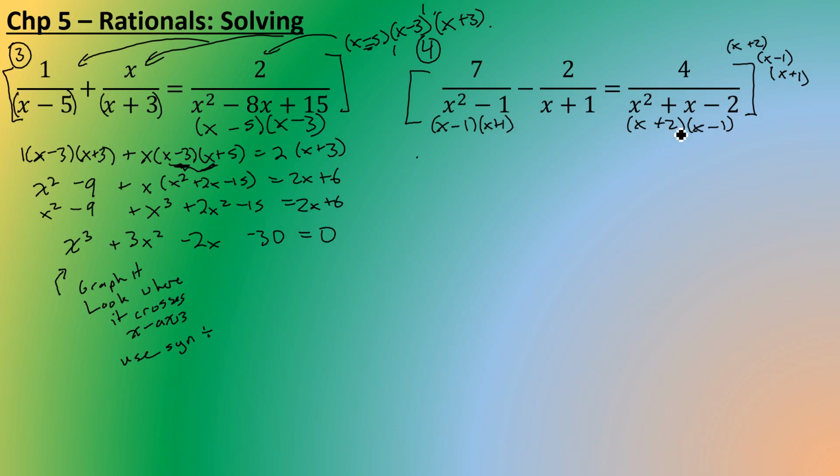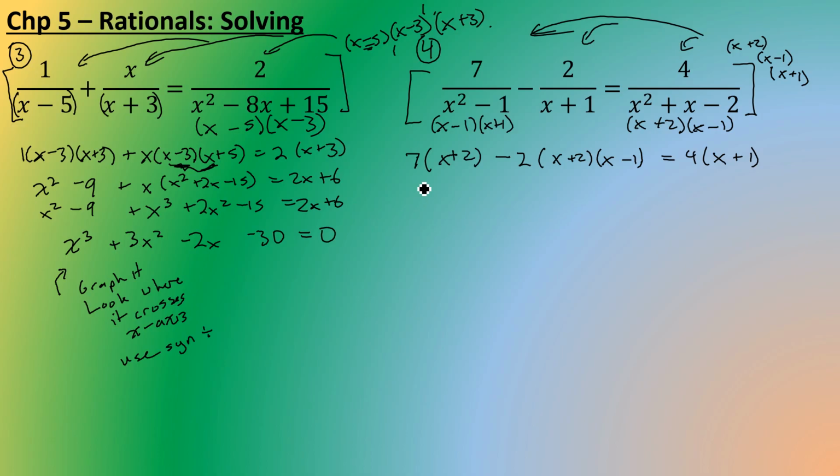So I look at all of these and I'm multiplying so that when this distributes to all of these, my denominator is clear. So I'll get 7 times, looks like I'll be okay, x plus 2, because the x minus 1 and x plus 1 cancel. Watch out for this minus, and then 2, and then I'll have x plus 2, x minus 1. And then on the right, I'll have 4 times x plus 1, because the x plus 2 and x minus 1 cancel. So that's what we're trying to have happen, is things cancel.